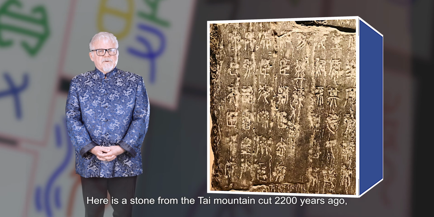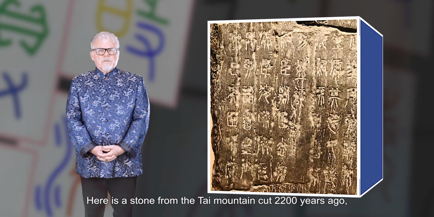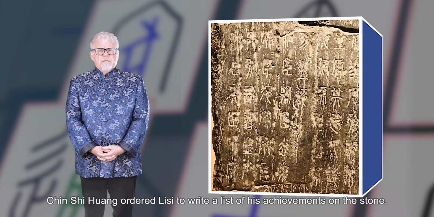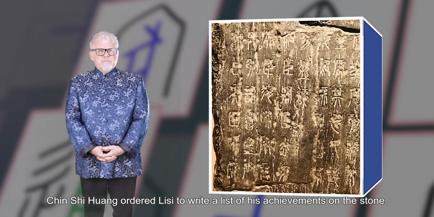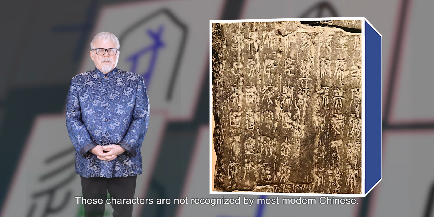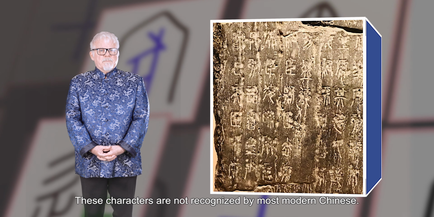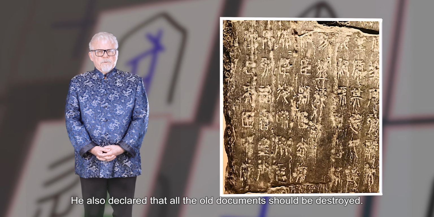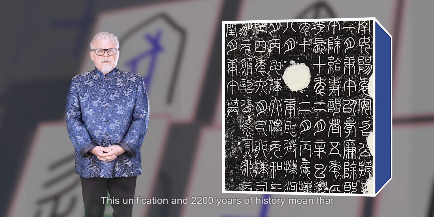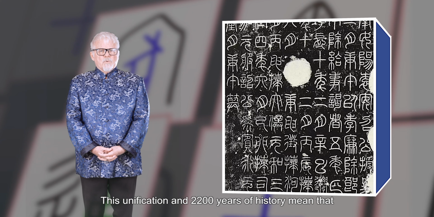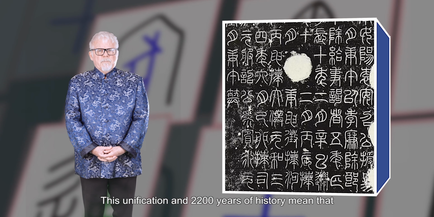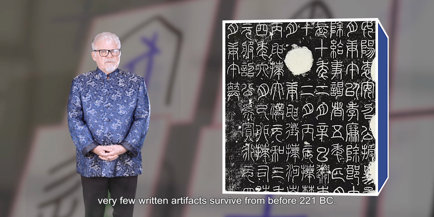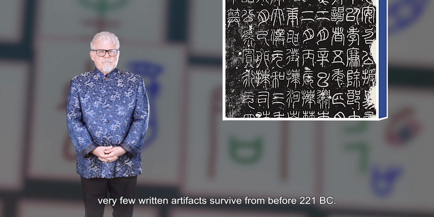Here is a stone from the Tai Mountain cut 2,200 years ago. Qin Shi Huang ordered Li Si to write a list of his achievements on this stone. These characters are not recognized by most modern Chinese. He also declared that all old documents should be destroyed. This unification and 2,200 years of history mean that very few written artifacts survive from before 221 BC.